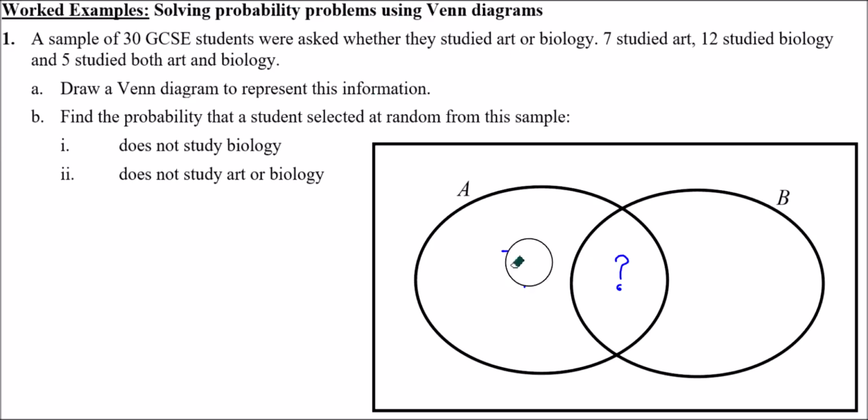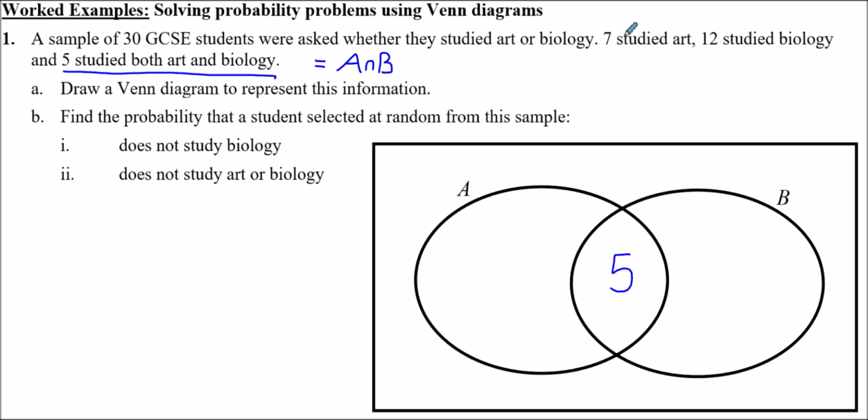So always start with the overlapping bits, and if there's more than one overlapping bit, pick the overlapping section which is the biggest overlapping bit. So for example, this intersection is just for 2 circles. If there existed an intersection which included parts of 3 different regions, try and do that one first. So based on what I've said, this bit here is a bit of overlap information we've been told. 5 studied both art and biology. Art and biology, it's this middle bit here, so that's 5.